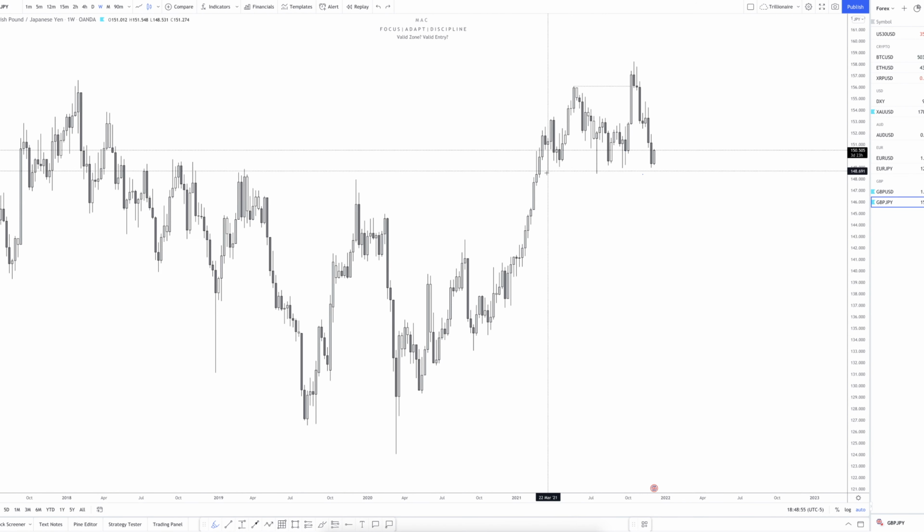So we see that we have this higher low here, we have this high, we have this higher low, we have this higher high, higher low, higher high, and now price is creating a possible higher low. What I want to pay attention to is this area here, being our previous higher low.